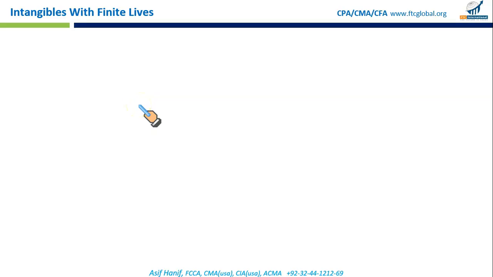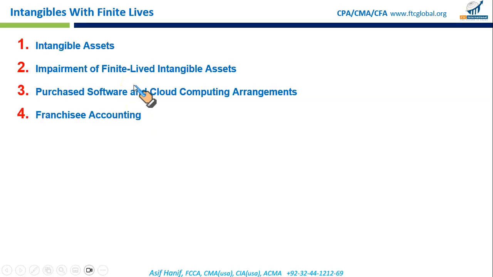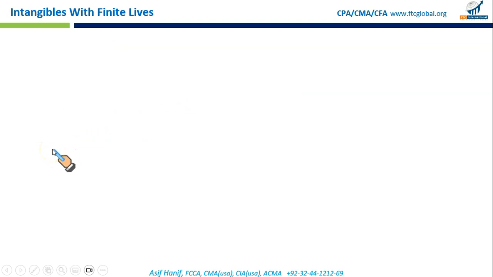Intangible assets with a finite life. We are going to cover these 5 topics in this unit: intangible assets, impairment of finite lived intangible assets, purchased software and cloud computing arrangements, franchisee accounting, and finally the startup cost. Before we start, let's just have an idea what is an intangible asset.